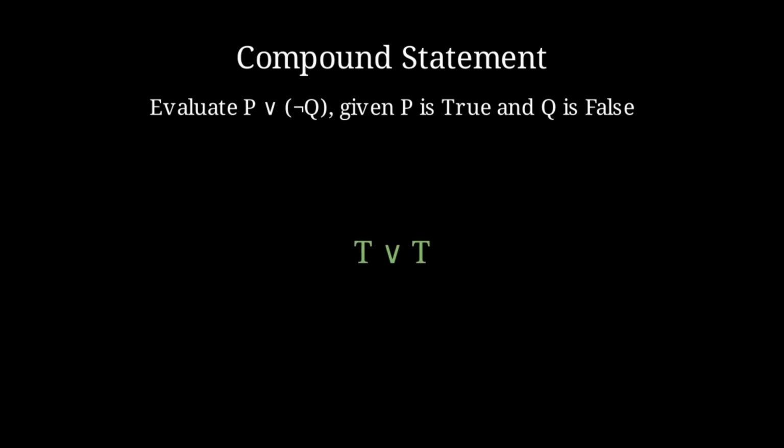One particularly important equivalence is that P implies Q is equivalent to not P or Q, which explains why implication is true whenever P is false.